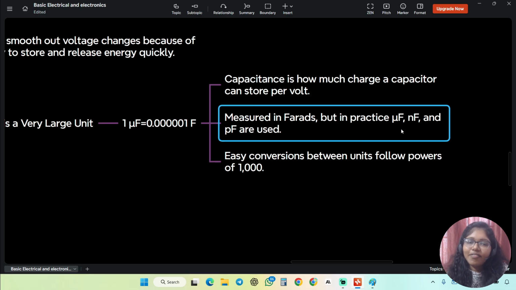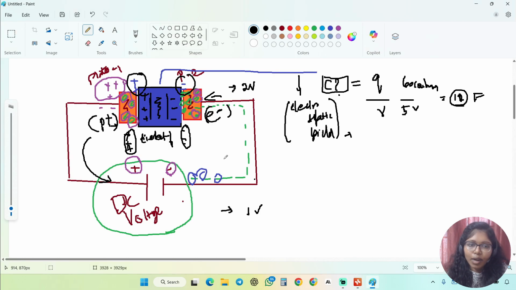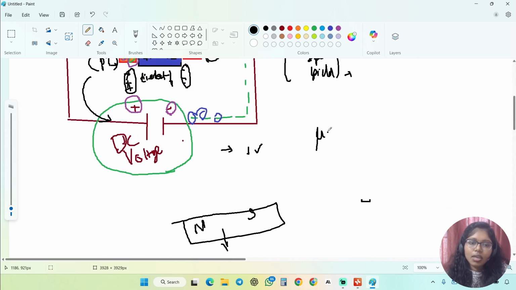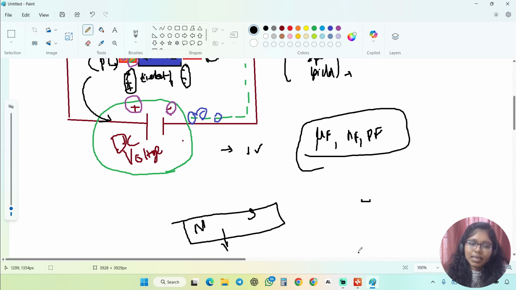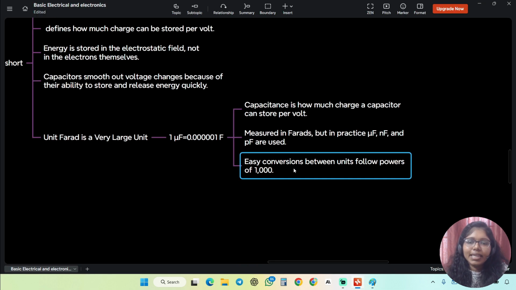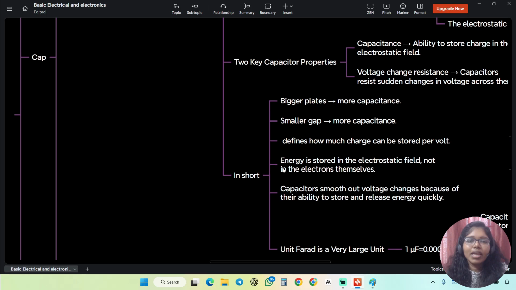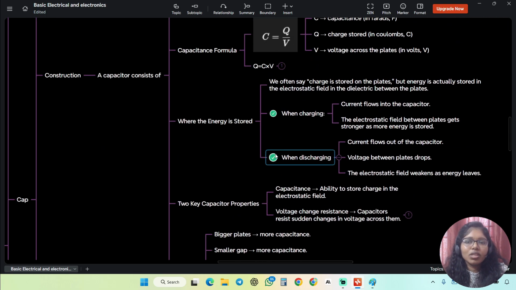So what farad values are there? Microfarad, nanofarad, and picofarad. These are the small capacitance values. I hope you got clarity about this.